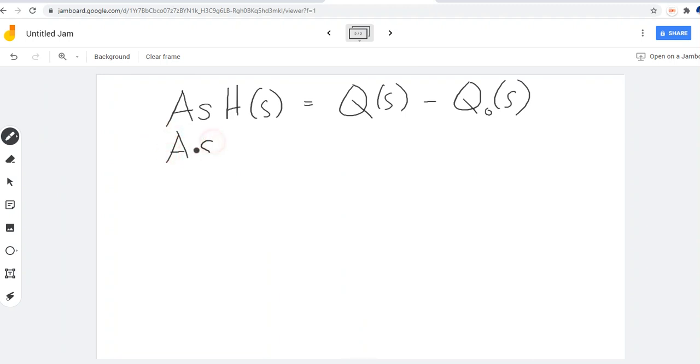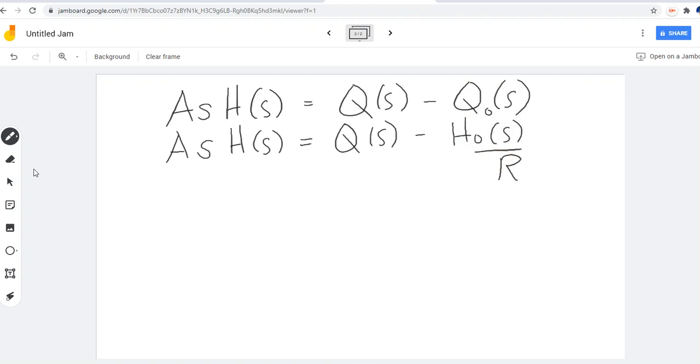So you have A S H of S being equal to Q of S, and this Q sub O of S will be your H of S over R. Or sorry, that's not H sub O, but rather only H of S. Okay, now you have H of S here and H of S here, so you have to group the two together, or combine terms that have similar expressions in H of S.